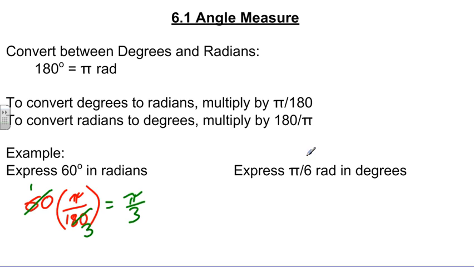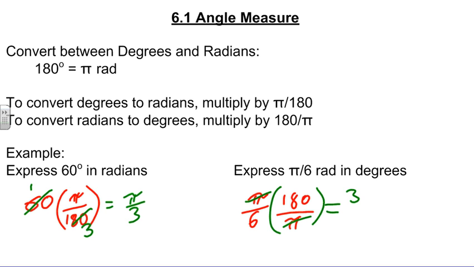Similarly, we can convert pi over 6 radians to degrees. So start with pi over 6. But now we're going to convert radians to degrees, so we multiply by 180 over pi. So the pi's cancel out. And 18 divided by 6 would be 3, so there's a 0 on there, so it's 30.